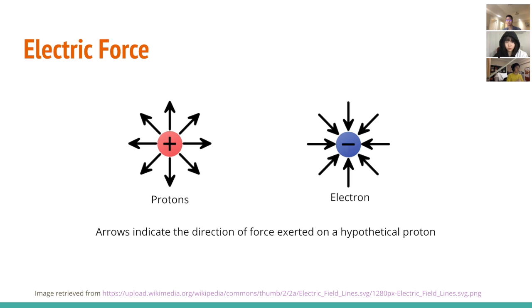And we know that two charges that are the same will repel each other. So two protons will repel each other, and two electrons will also repel each other. On the other hand, if we have two different charges, they will attract each other.